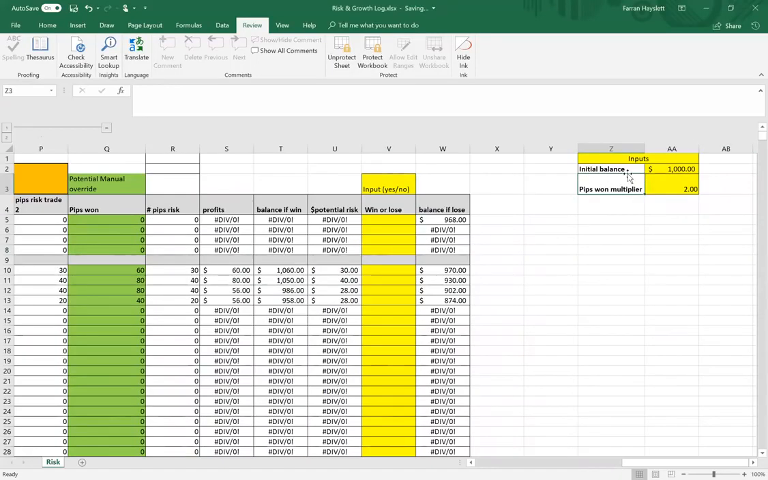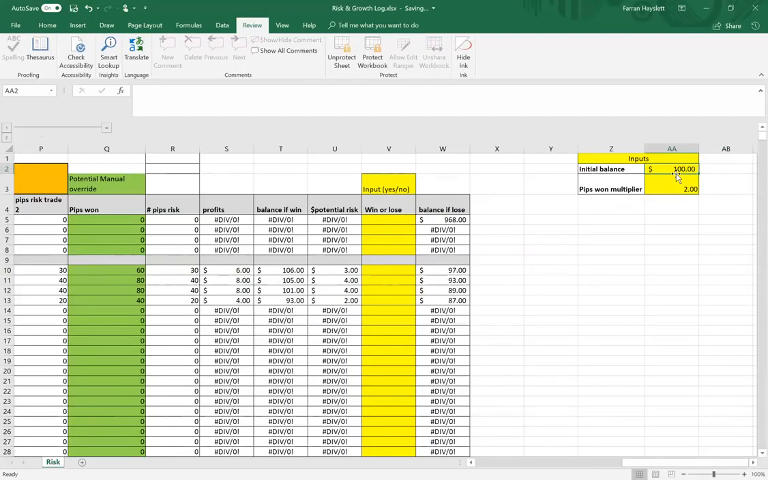I want you to go to cell Z2, right? So Z2 says initial balance. Right here in AA2, you're going to input what your starting balance is. So if you've got an account with $1,000, you just type in 1,000, like I did here. Now, if you have an account with $100, you type in 100.